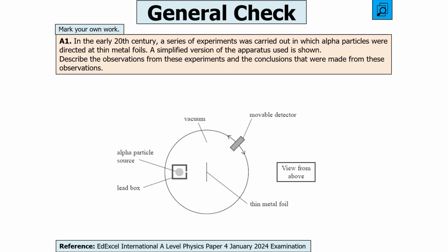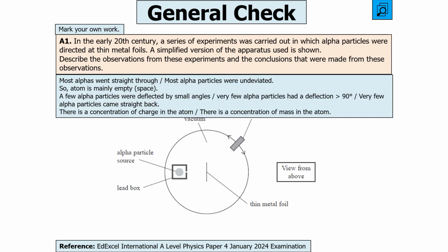Right, in this question, what should you be aware of for the alpha particle scattering experiment? That most alpha particles went straight through or were undeviated, so therefore the atom is mostly empty space. A few alpha particles were deflected by large angles, and very few alpha particles came straight back. So that told us that there's a concentration of charge in the atom, and that's where the concentration of the mass of the atom is as well.